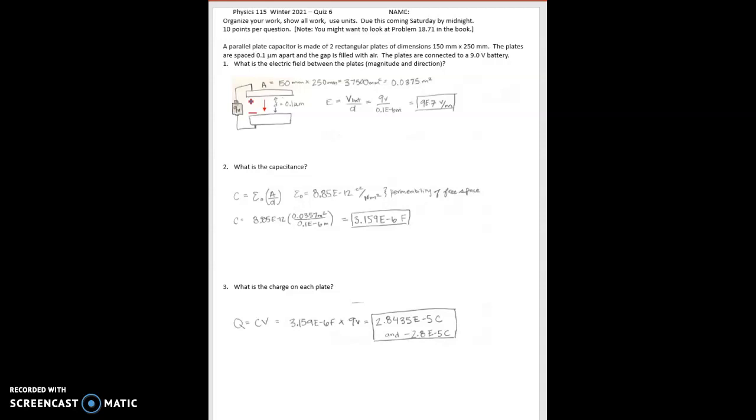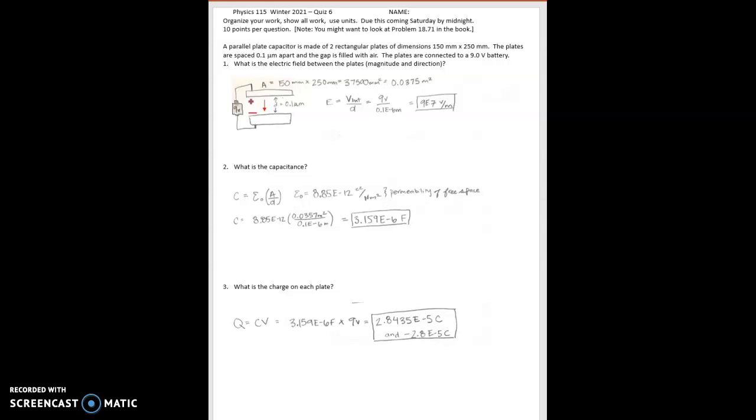So, to answer number 1, what is the electric field between the plates? The magnitude and direction. What we have here is a 9-volt battery connected to a capacitor, which is two different plates that are storing the potential energy from the battery. So to find the electric field between the two, you need to take the volts of the battery, divided by the distance between these two plates, because that's where it's existing.